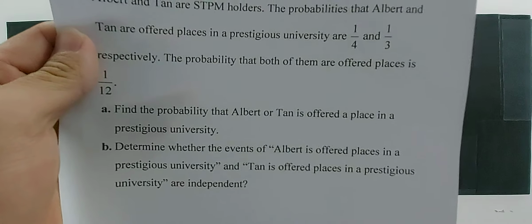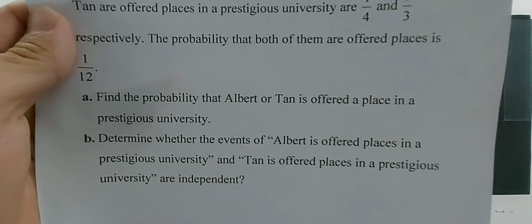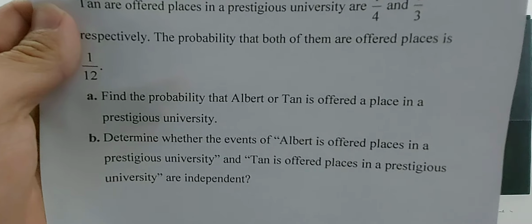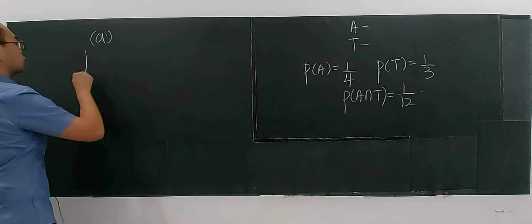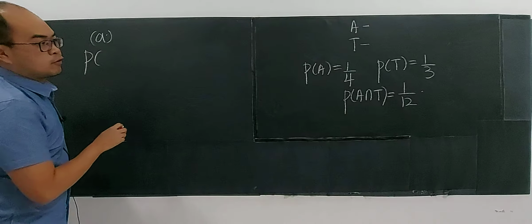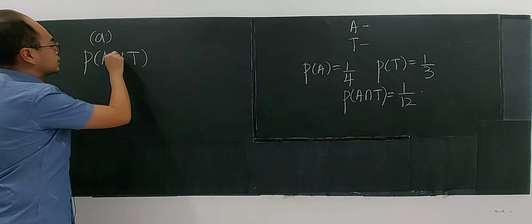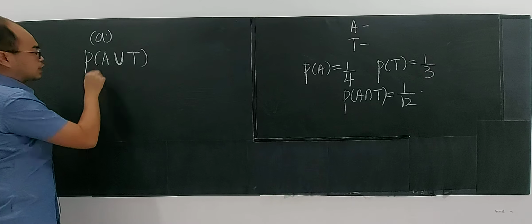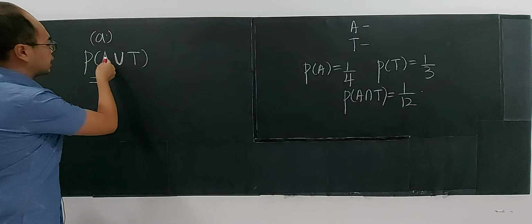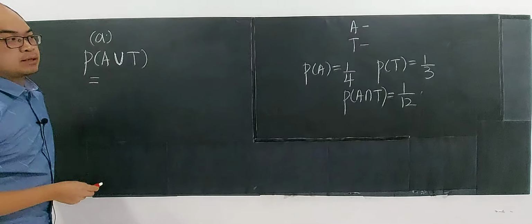This is the union, right? Union means the union between Albert and Tan. Albert or Tan is offered in a prestigious university. So it means that the union of the event means that both of them must be happy, right? Because either Albert or Tan, right? Either. So can be both of them, can be one of them, can be Albert, or can be Tan, alright? Or can be both of them. This is the meaning of union.